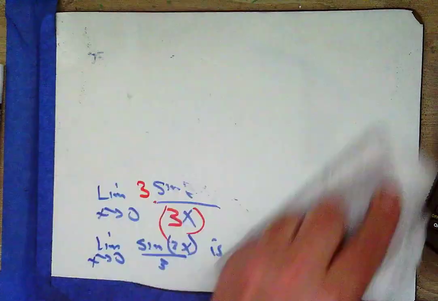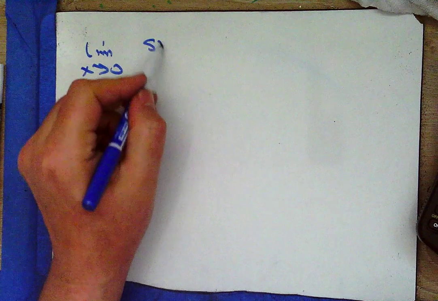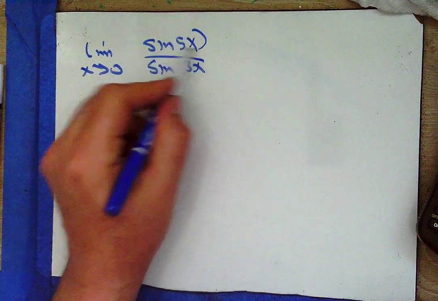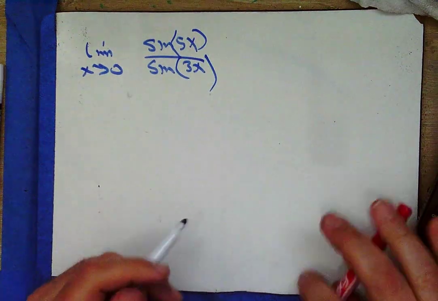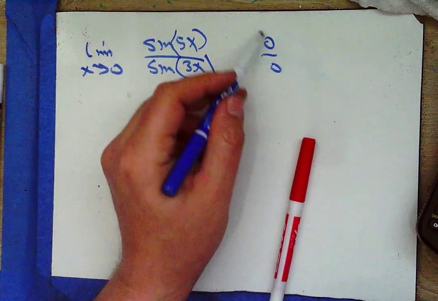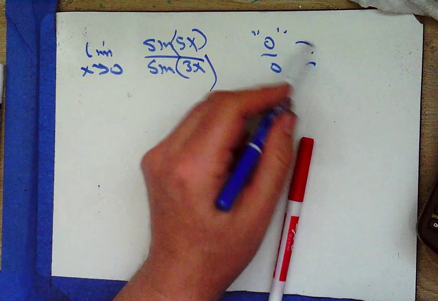So, are you ready for one more? How about I do one more? The limit as x approaches 0 of sine 5x over sine 3x. Okay? So, if I do direct substitution, I get 0 over 0, and I'm stuck.